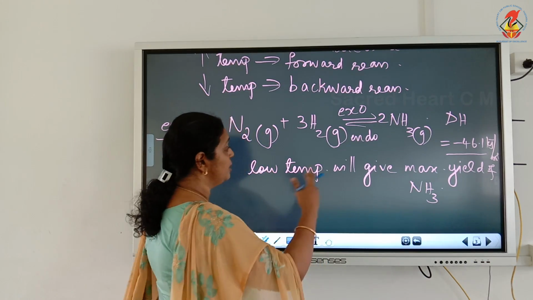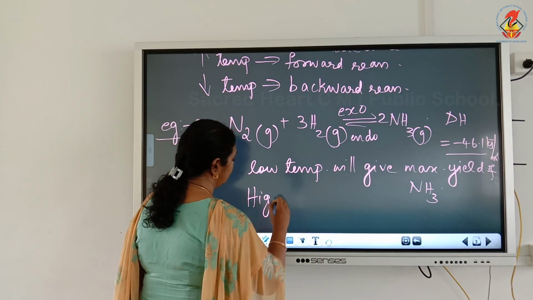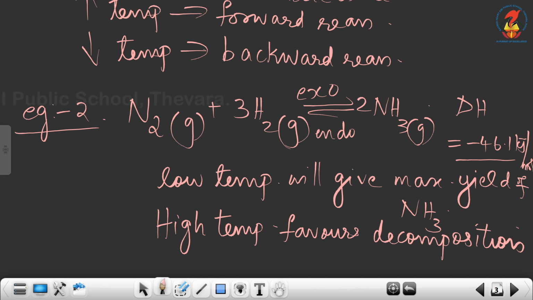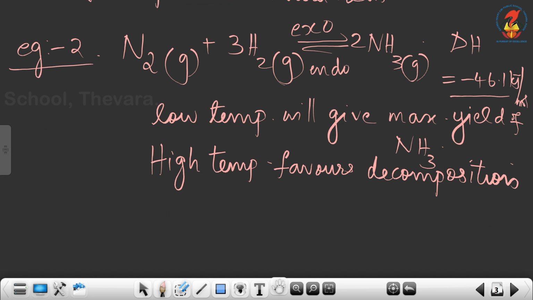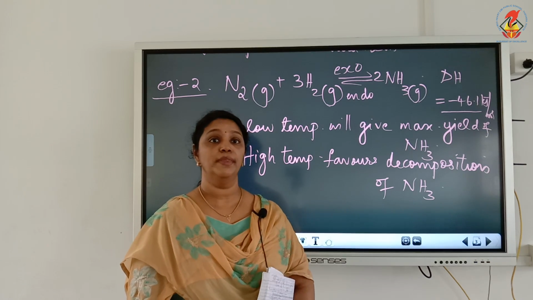So low temperature will give maximum yield of ammonia, and high temperature favors decomposition of ammonia. Because the backward reaction is endothermic and it takes place at high temperature.